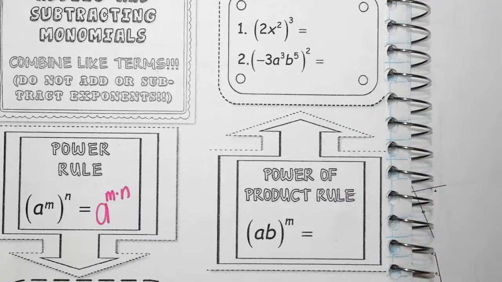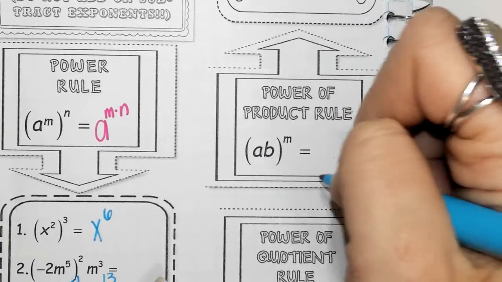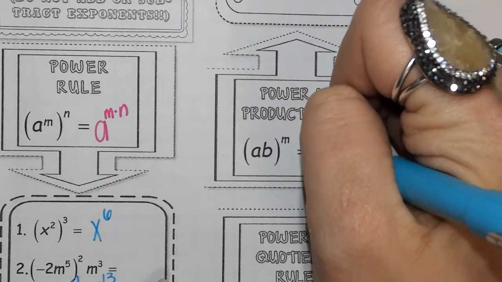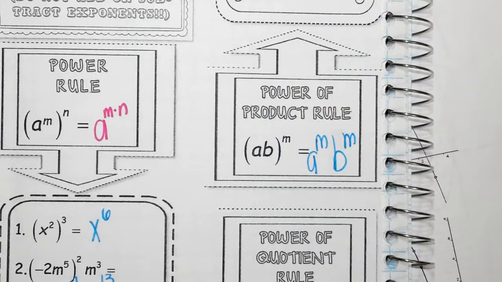All right? Power of a product rule. This one right here. So when you have two numbers inside the parentheses and they're both raised to that exponent, that means that you raise everything to that exponent. So that would be a to the m times b to the m.